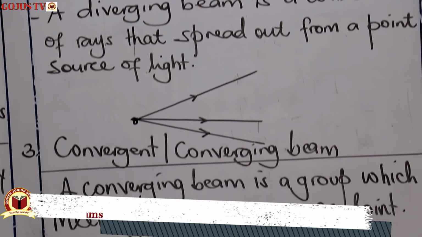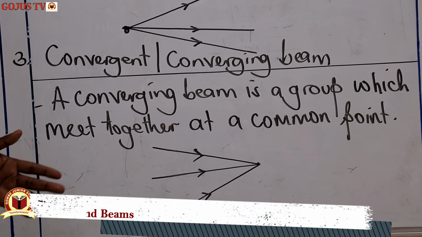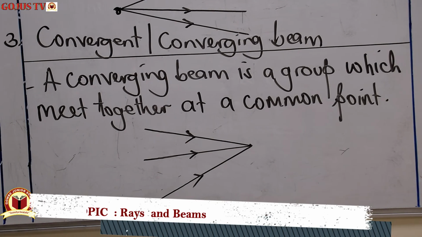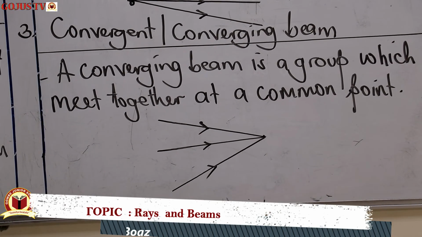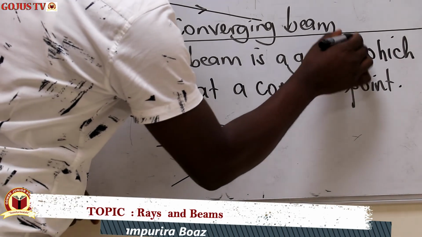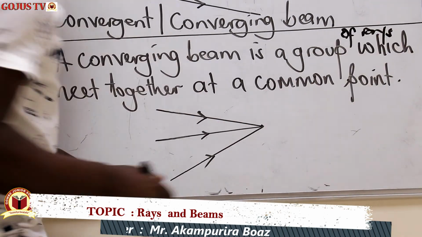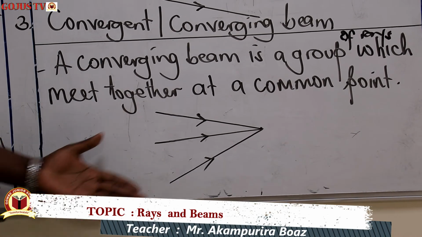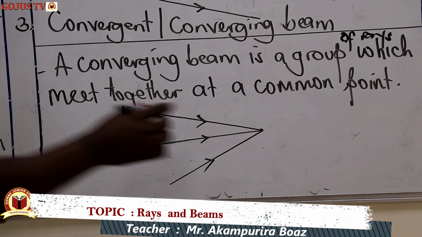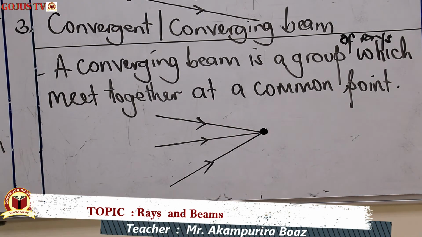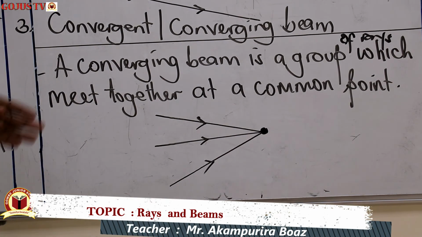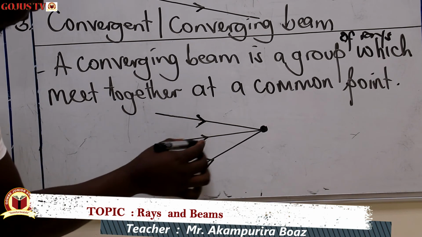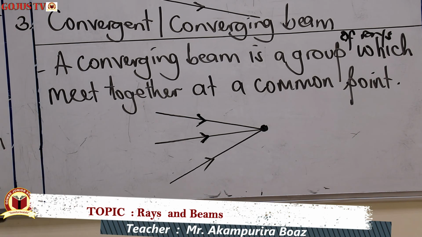Then three, we have the convergent, or what we've said, the converging beam. And we are saying that a converging beam is a group of rays which meet together at a point. These rays come from different directions, but they are able to meet at a point. Converging, meeting at a point, as shown in that diagram.